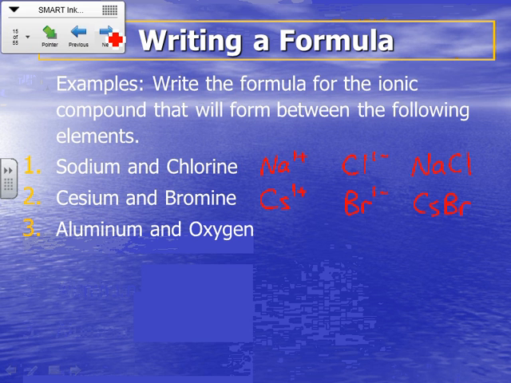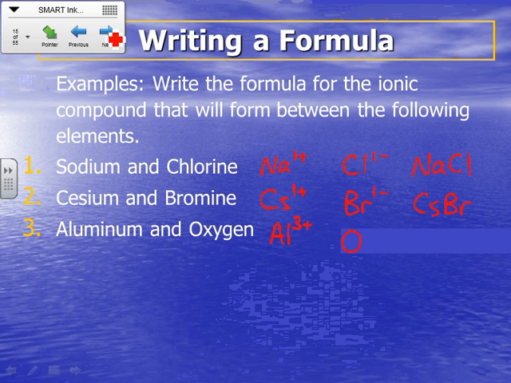Okay, aluminum and oxygen. What charge does aluminum form? 3 plus. It's in group 13. It has 3 valence electrons. It's easier for it to lose 3 than it is to gain 5. Okay, it can lose 3 to become like neon, or gain 5 to become like argon. It's going to lose 3 and form a 3 plus charge. What about oxygen? 2 minus. Okay, this is the trickiest one we've had so far.